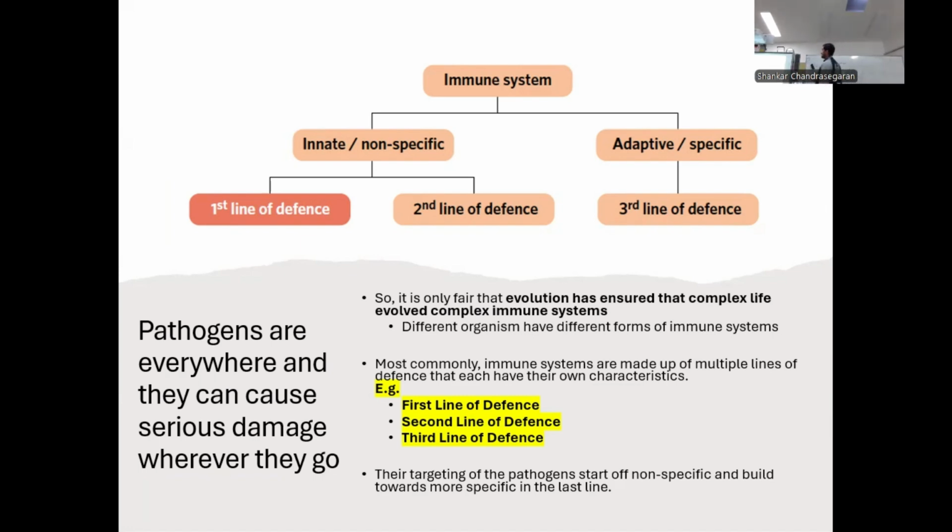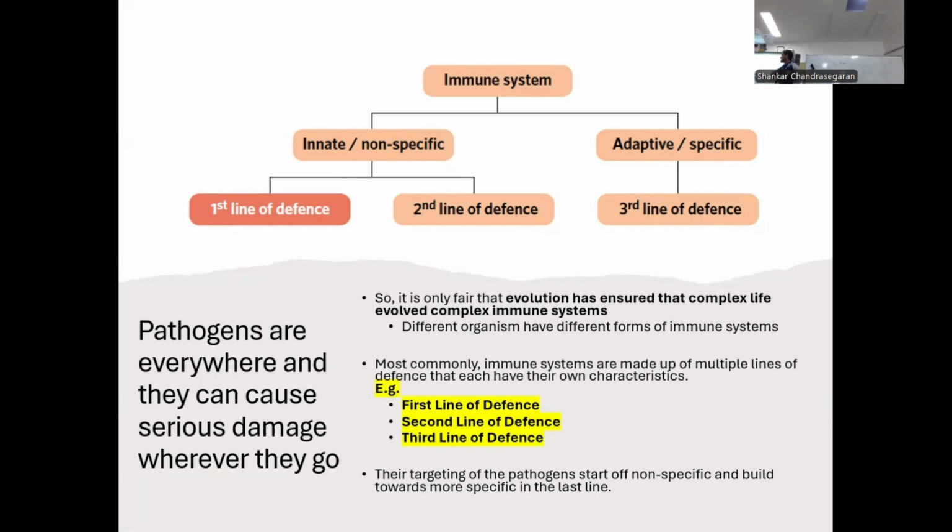And these lines of defense can either be non-specific or specific to the pathogen that's invading you. That depends on the stage of immunity, the stage of the immune system that pathogen is at. If it's at the first line of defense, it is still a non-specific line of defense, which is not targeting a specific pathogen. It's basically like a net that's keeping out certain pathogens from getting across.